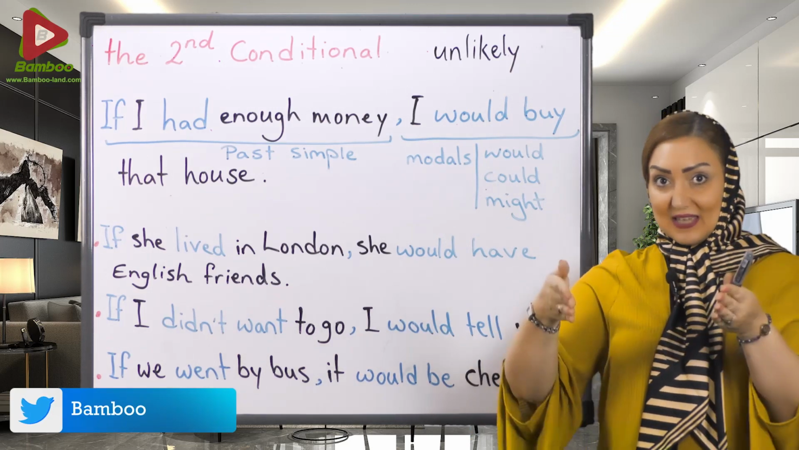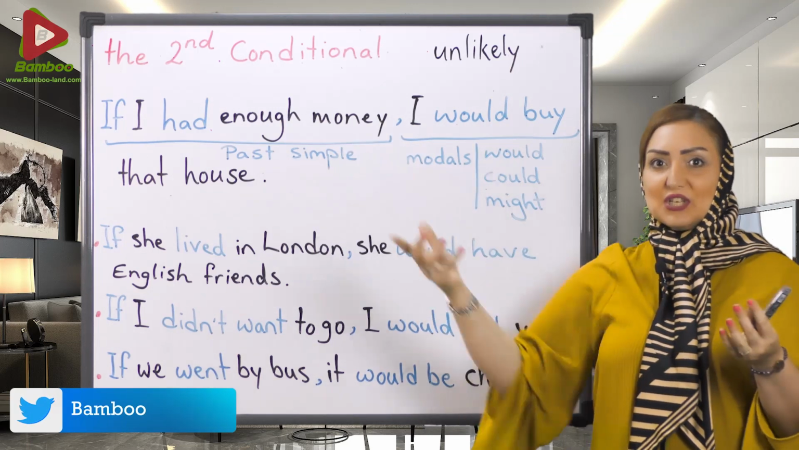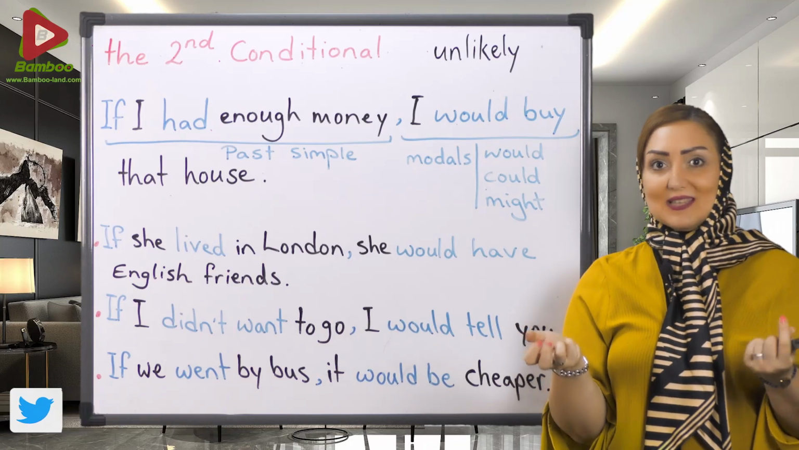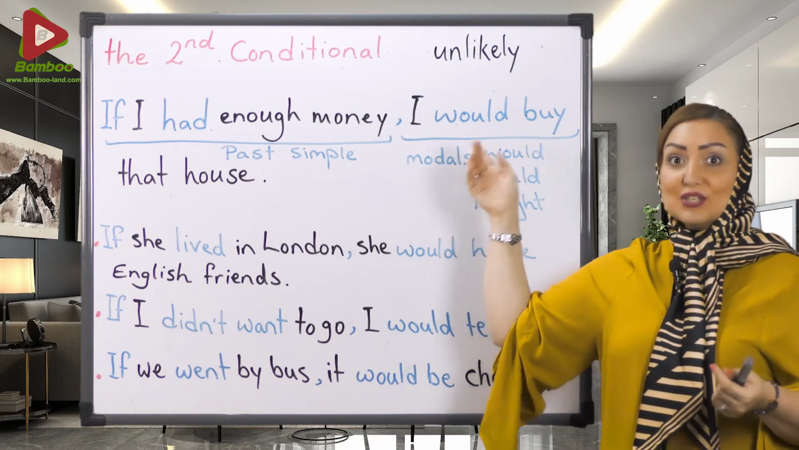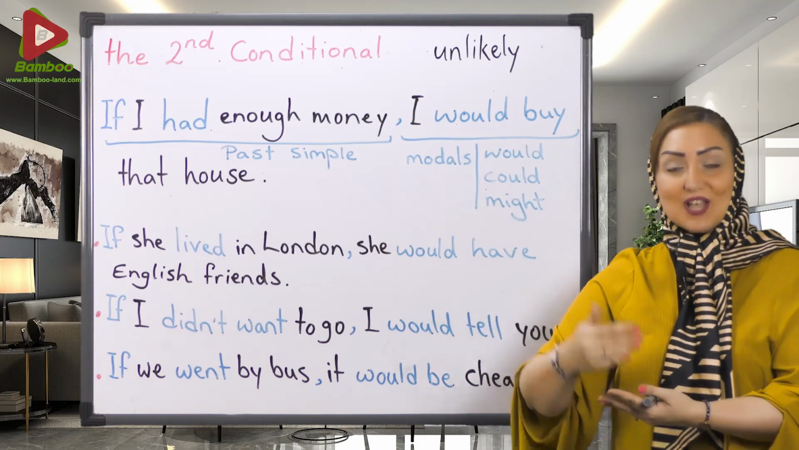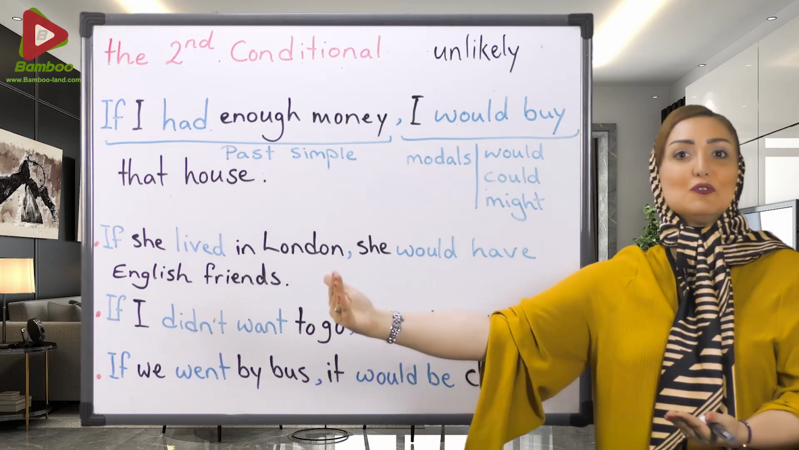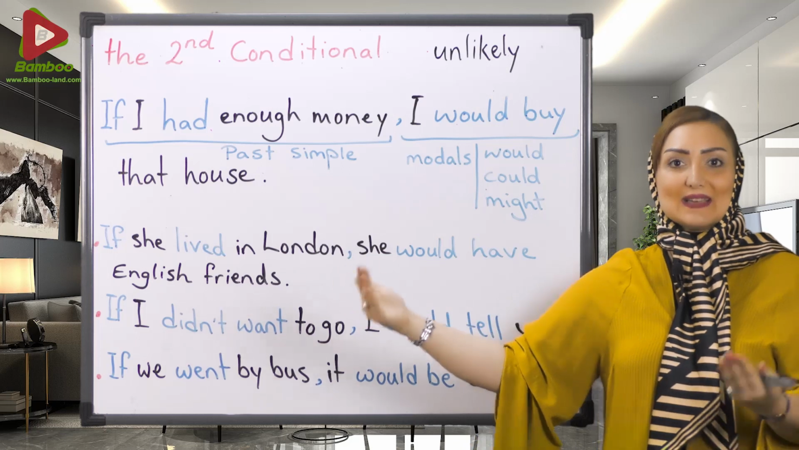It means that my situation, which is having money, is impossible now because I don't have enough money. And so as a result, I can't do something in the future. I can't buy that house.